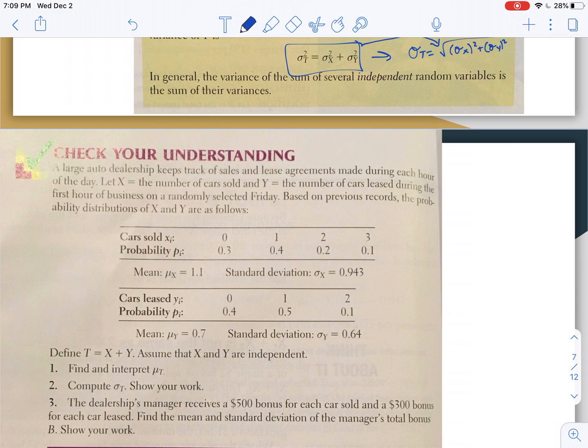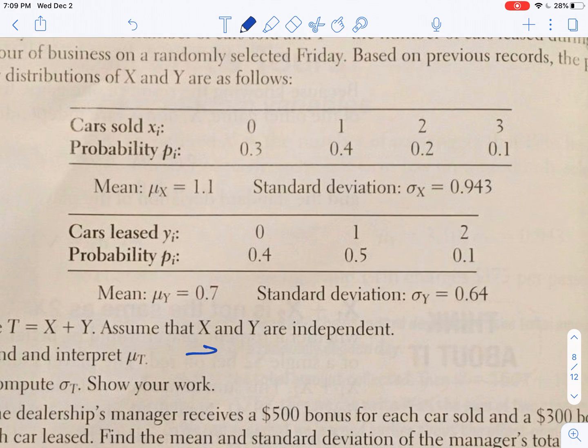So I want to find and interpret the mean of T, given that T is X plus Y. So this is really easy. The mean of T is the mean of X plus the mean of Y, so this is equal to 1.8. So on an average Friday, combined, this dealership is selling and leasing 1.8 cars on a Friday morning. On average, this is a typical Friday for them.